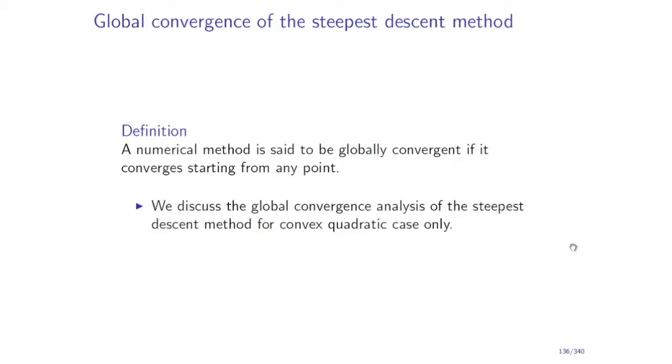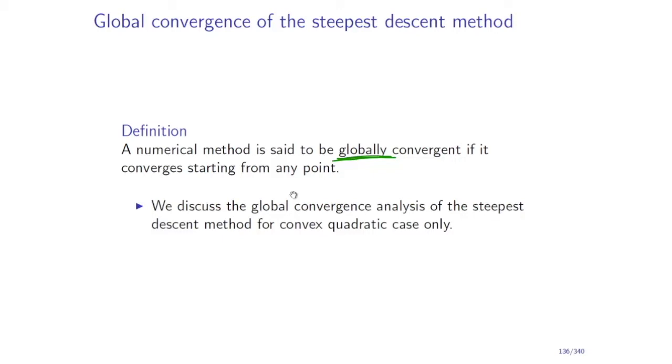In this case, the word global or globally convergent has a completely different meaning from, let's say, global minimizer. The definition of a globally convergent numerical method is given here. We call a numerical method globally convergent if it converges starting from any point. Here we are talking about a numerical method for any problem, not necessarily for an optimization problem, so don't confuse the term globally convergent with computing global minimum. Globally convergent means that whatever starting point I select, my method will always converge to some point.